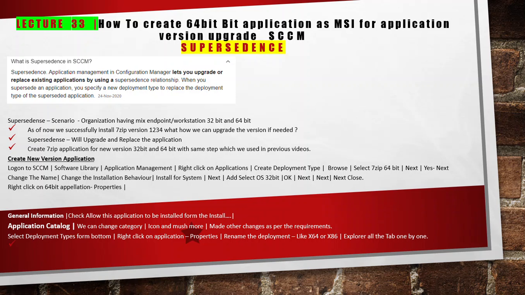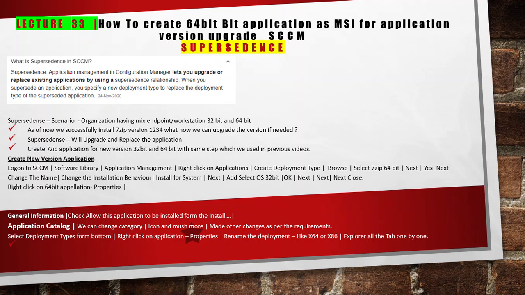So the scenario: your organization has mixed endpoints or workstations, 32-bit and 64-bit devices. As of now we have successfully installed 7-Zip version 19.00, but I mentioned 1234 just as an example. Take an example that if you want to upgrade to the latest version, how can we accomplish this task? Supersedence will upgrade and replace the application. So create a 7-Zip application for the new version, 32-bit, with the same steps which we used in our previous video.